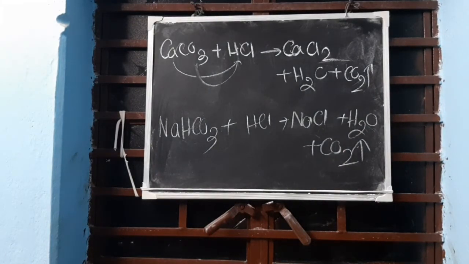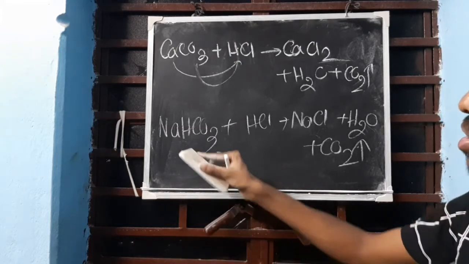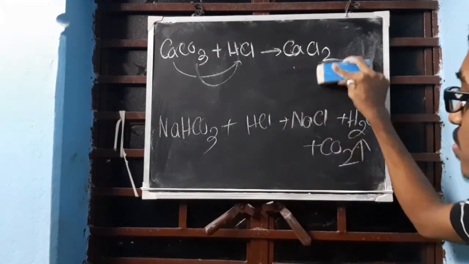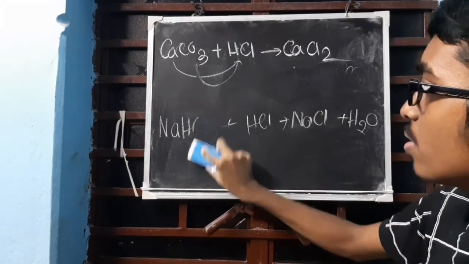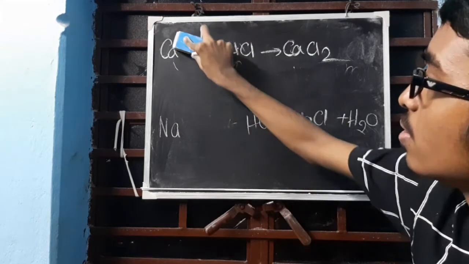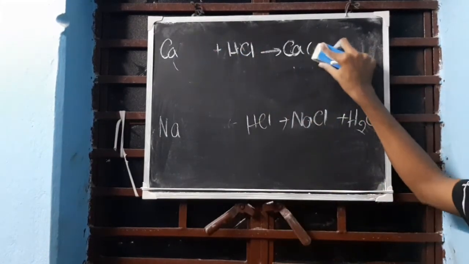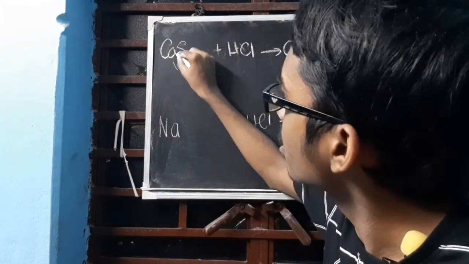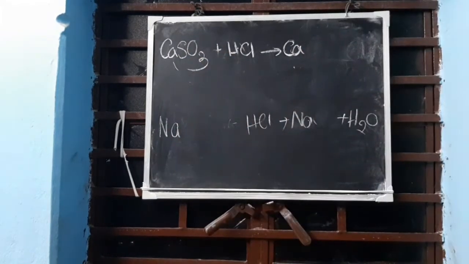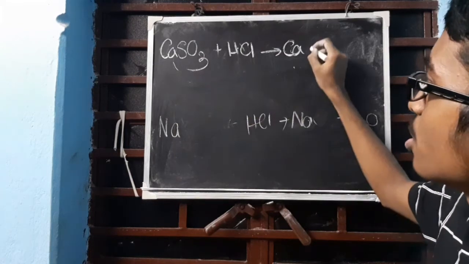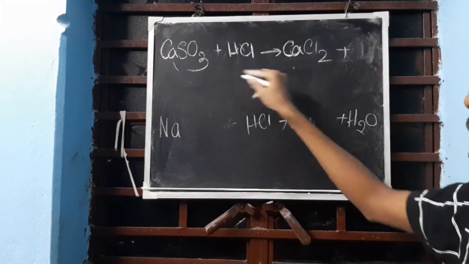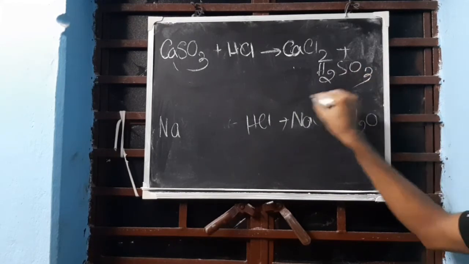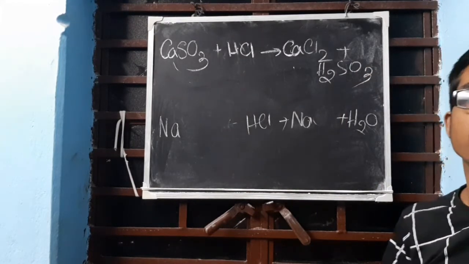Next one is sulfite and bisulfite with hydrochloric acid. Suppose the reaction is CaSO3, calcium sulfite, with HCl. This will go with this, so the product again becomes CaCl2 plus H2SO3, right? What is that? Sulfurous acid. Again the same concept will come.